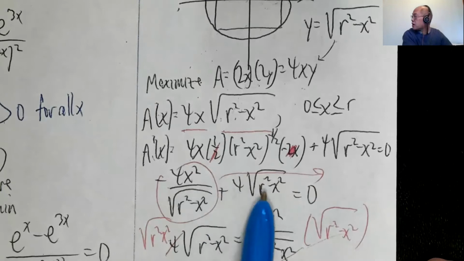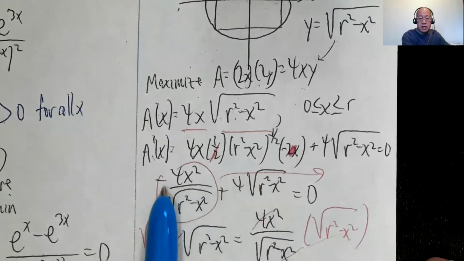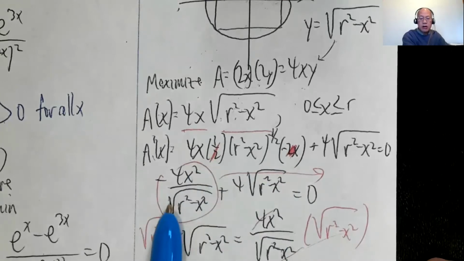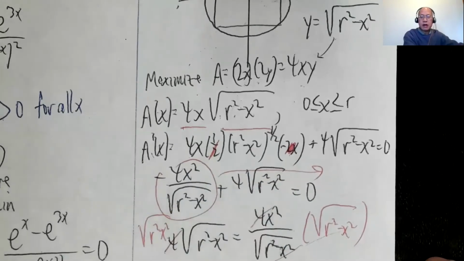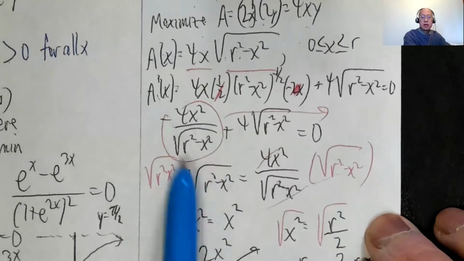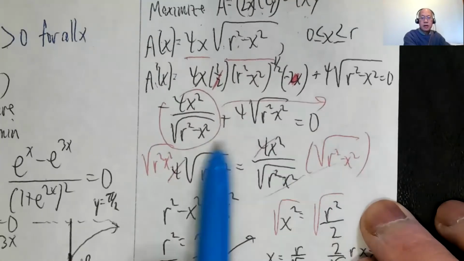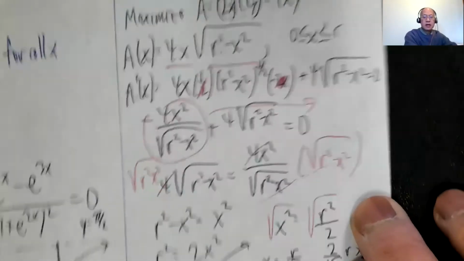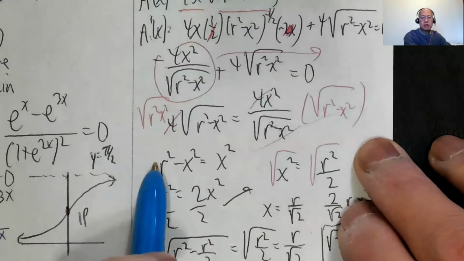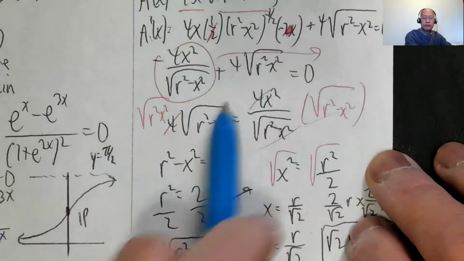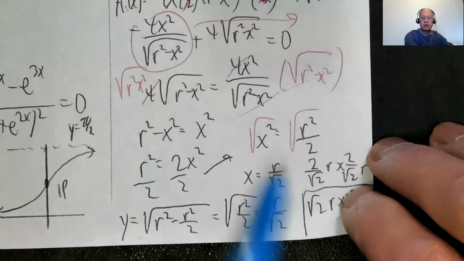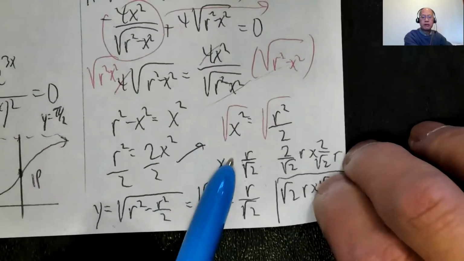Okay, a little bit of touch up over here. So this is -4x squared over radical r squared minus x squared, plus 4 times radical r squared minus x squared equals 0. I bring this over, and then I multiply both sides by radical r squared minus x squared, so that's gone. That becomes r squared minus x squared equals x squared. The 4's cancel out. r squared over 2 equals 2x squared divided by 2. x squared equals r squared over 2. Square root property, x is r over radical 2.